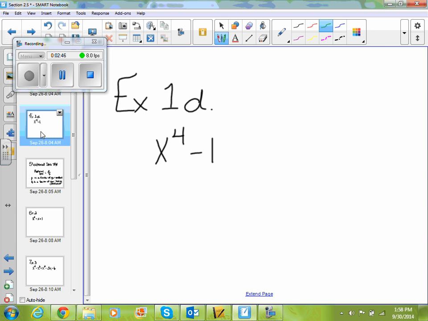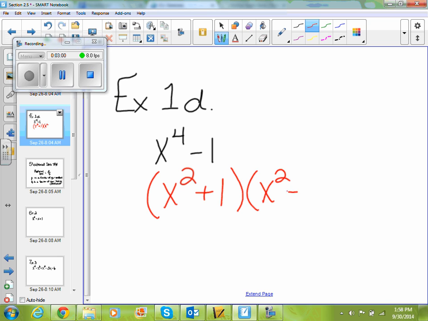Okay, so let's do one more. So we get x to the 4th minus 1. Okay, well if I factor this, I would get (x squared plus 1) and (x squared minus 1). That's how you factor a 4th degree equals 0. We start by factoring the x to the 4th into 2 x squareds and the 1 into positive 1 and negative 1.